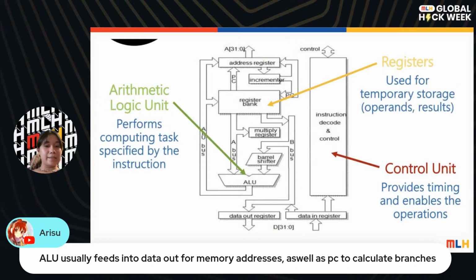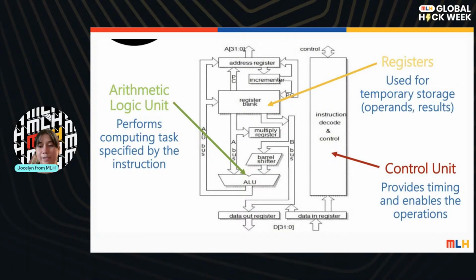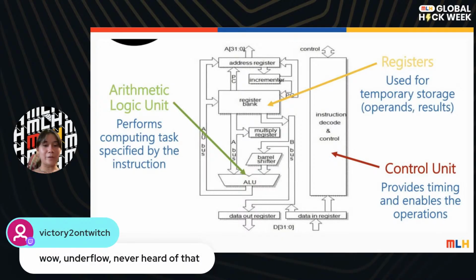Ollie: It usually fits into data out of four memory addresses, as well as PC, to calculate branches. I love your explanation. Yep, program counter is for the branches. I'm kind of guessing that you are already familiar with these types of languages, so happy to hear that as well. Whoa, underflow. Never heard of that. Yeah, it's also in there.